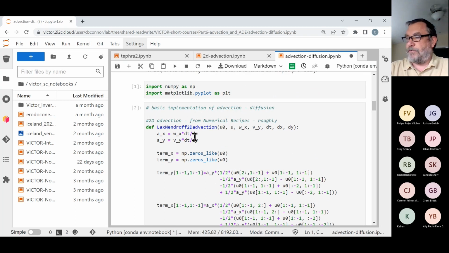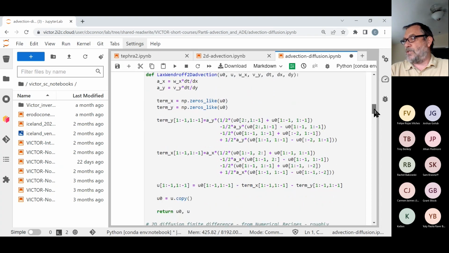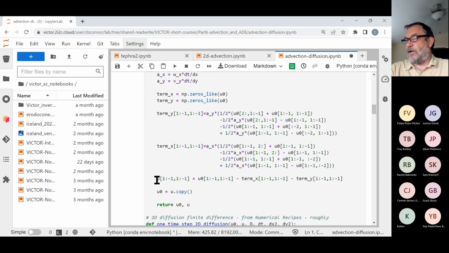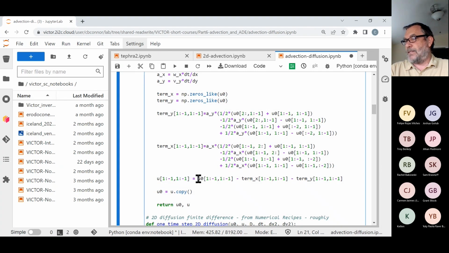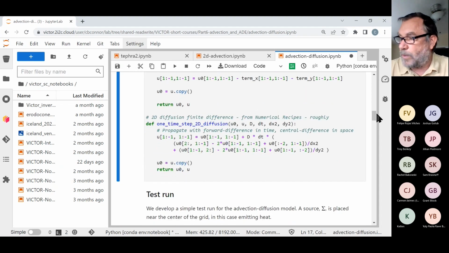I've got the Lax-Wendroff 2D advection equation, which we just implemented. This is written slightly differently, but basically it's the same. To implement that solution in 2D, I solve for the future based on the time now minus the advection in the x direction minus the advection in the y direction, okay? And I make a copy and I return it. And then I have the diffusion equation, and I just copied and pasted this diffusion equation out of the notebook from last week. So that's it.